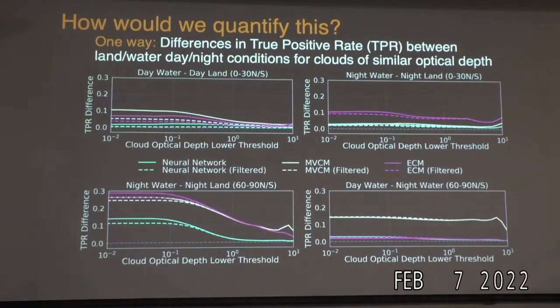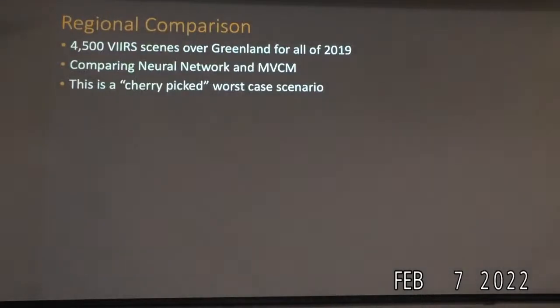When we go to the higher latitudes, these differences get even greater. We see that both operational models have a true positive rate difference around 25% comparing nighttime water to nighttime land. And you'll see in all 4 of these plots here, the neural network has the lowest, or is tied with the lowest, true positive rate differences across these changes in surface type or solar illumination conditions. So I'll give some context as to what exactly this looks like.